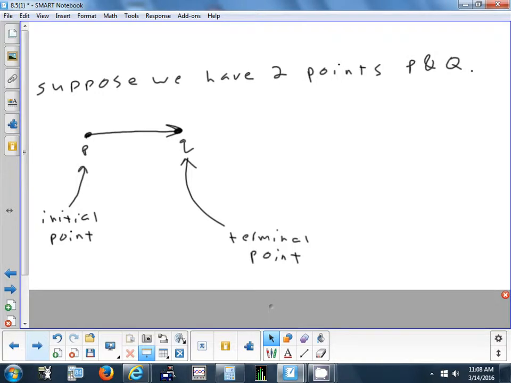Now, if I switch the initial and the terminal point, would that make a difference? It would change the direction of it, but what wouldn't change? The magnitude. Yep. Okay, so if you switch P and Q, the direction changes, but the magnitude does not.